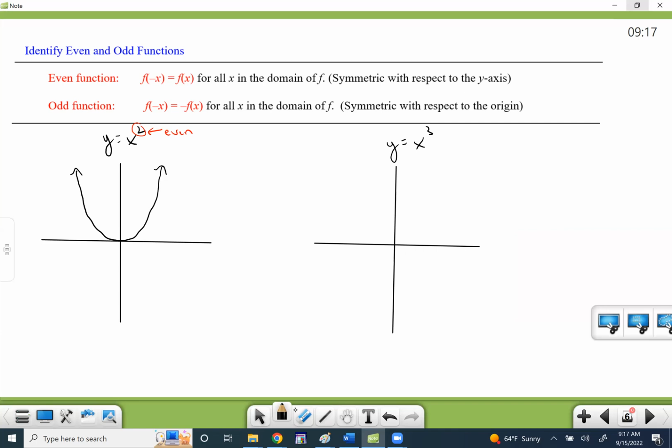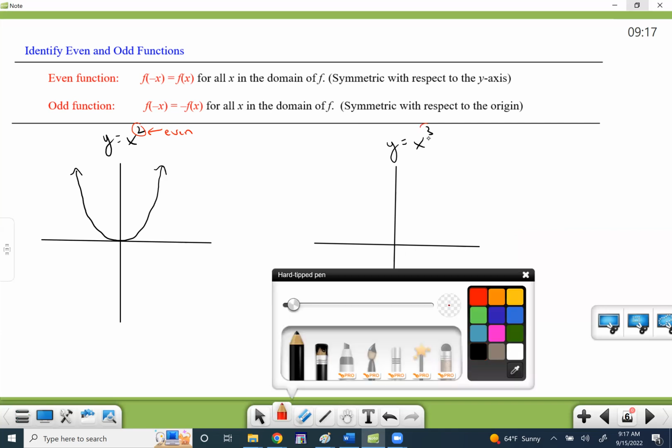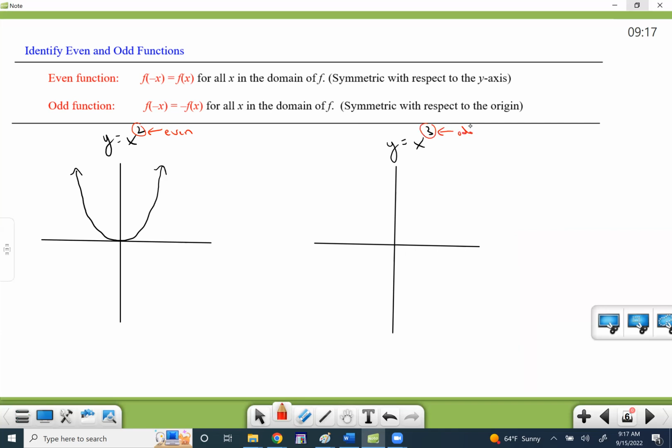Then you're going to end up with something that is symmetric to the origin. You already know what x cubed looks like. We talked about it so much today. Okay. There's your symmetric to the origin.